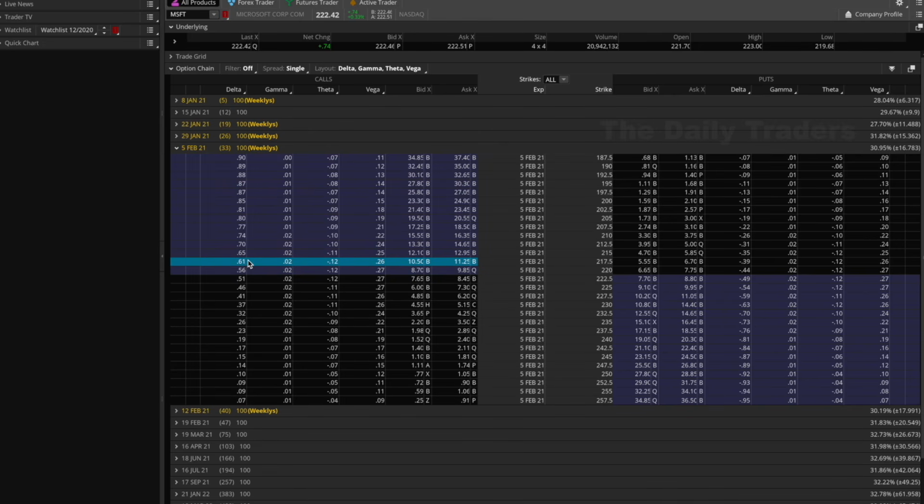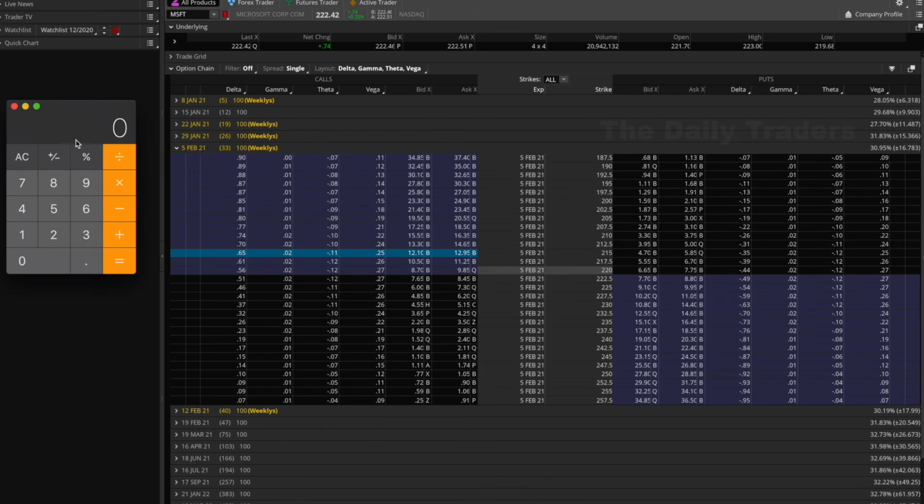So think about it like this. If Microsoft moves up $1, this $11.25 contract is going to go up by 61 cents. Same thing applies to these contracts, except Delta is now 65 cents. So every time Microsoft goes up $1, these contracts are going to increase by 65 cents. Again, this applies to all brokerages. You just might have to figure out where the Greeks are actually listed depending on which brokerage you're using.